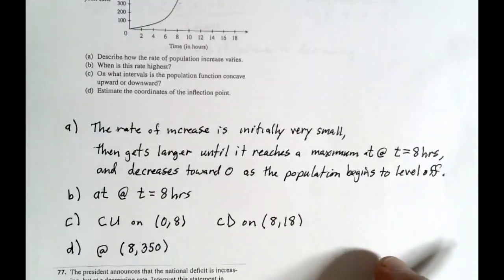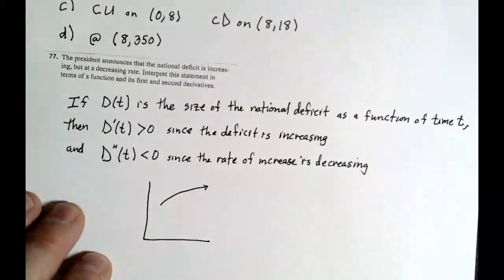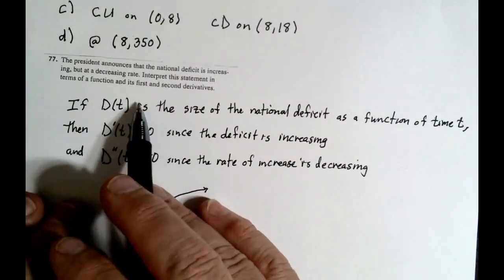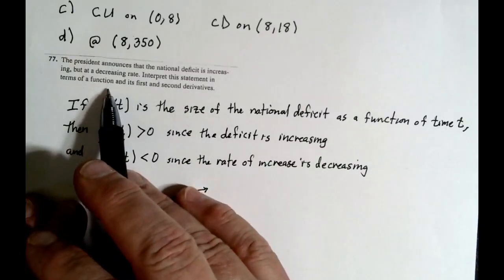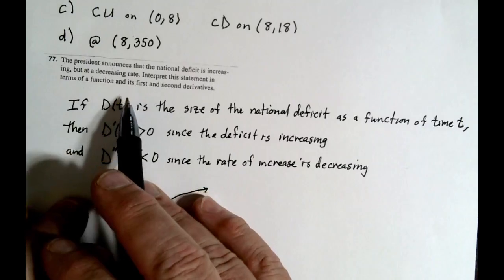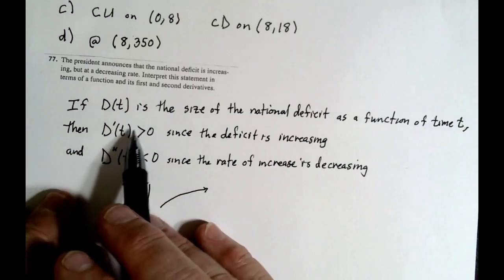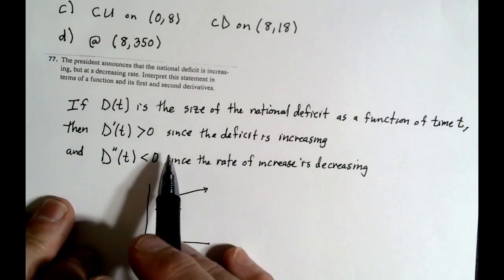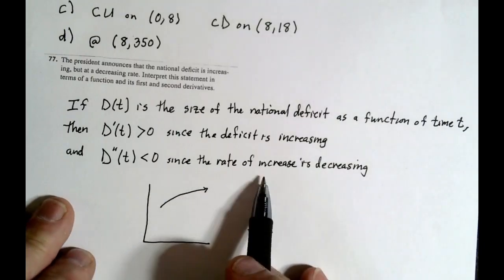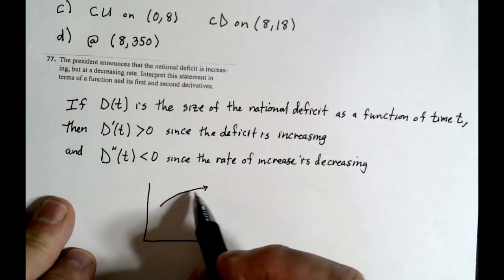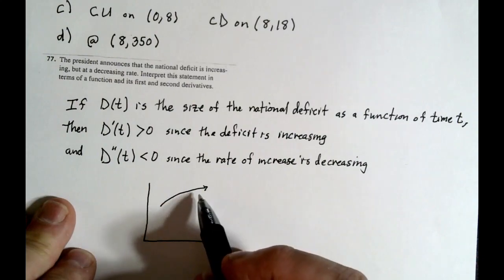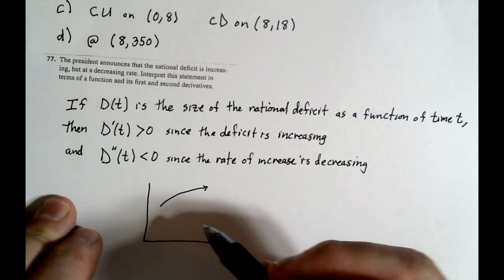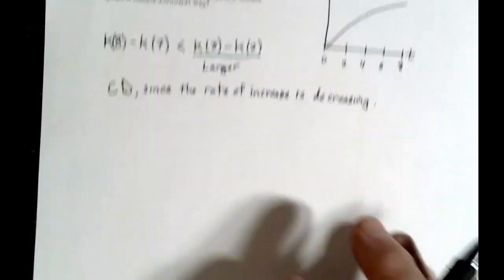And then 75, well, 77, these questions are interesting. It says the president announced that the national deficit is increasing, but at a decreasing rate. So if something is increasing, it's always going up. But if its rate of increase is decreasing, that means it's slowing down in how fast it's going up, and thus its concavity is down. That's what that basically is saying.